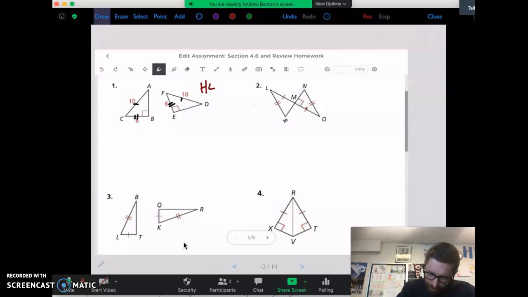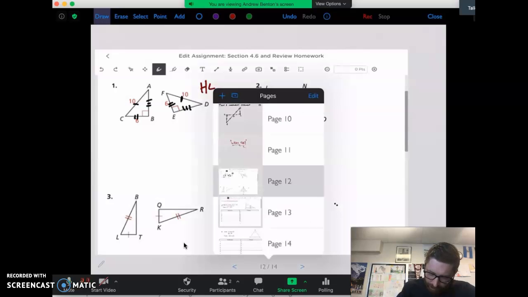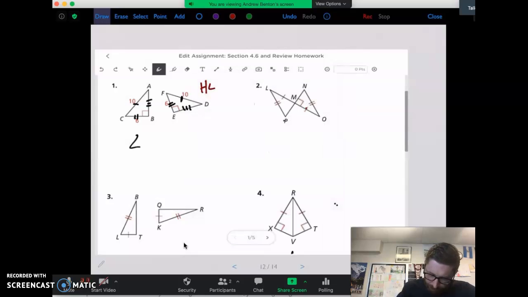So I always like marking my sides. 1, 1, 2, 2, 3, 3. And there's a lot of different ways you can do this. So I'm going to start at A, triangle ACB. So if you look, I went 1, 2, 3. 1 tick mark, 2 tick marks, 3 tick marks. And it doesn't matter how you do it, you just have to keep it the same.